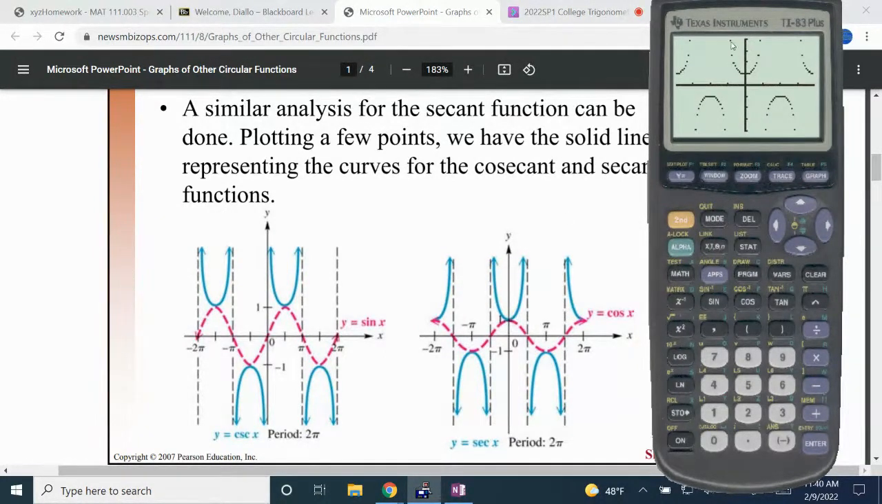Just notice that the secant curve sort of touches the y-axis. And if you look at the cosecant curve, notice that the cosecant curve kind of strays from the y-axis. Here again, the period for the cosecant curve is 2 pi. And we'll talk more about the periods in a second.